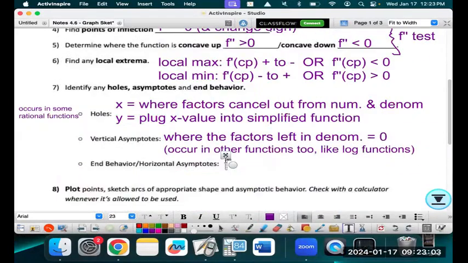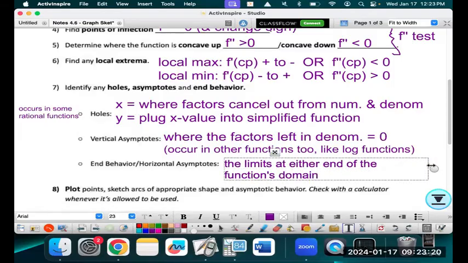Okay. For end behavior and horizontal asymptotes, that is just looking at the limits at the ends of the function's domain. So let's say that your function's domain goes from negative infinity to positive infinity. You'd be looking at limits: the limit of your function as x goes towards negative infinity, and the limit of your function as x goes towards positive infinity. If your function's domain is broken up in between, but it still goes towards those same x values at the very end, that's fine.